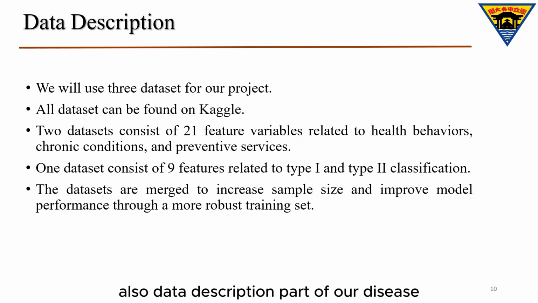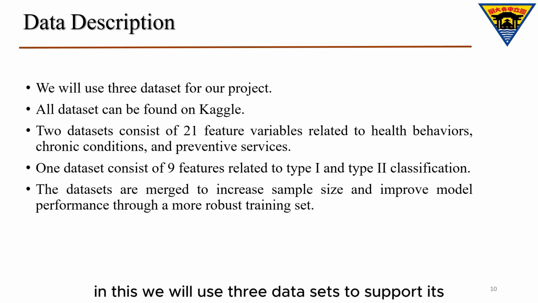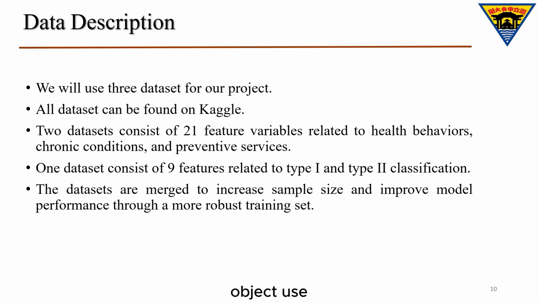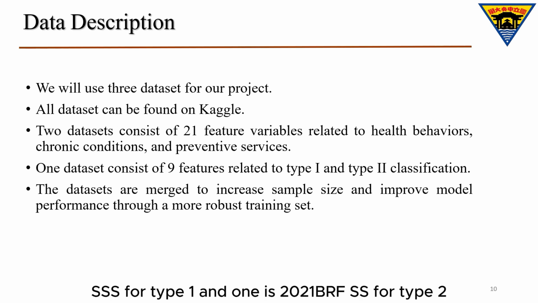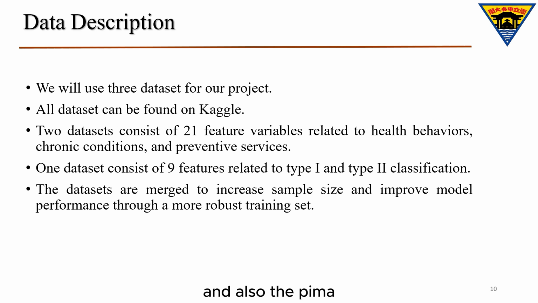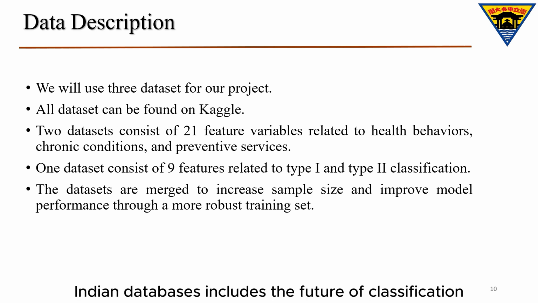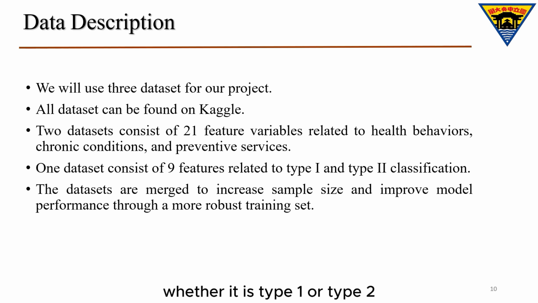For the data description, we use three datasets to support our objectives. One is the 2015 BRFSS for type 1, one is the 2021 BRFSS for type 2, and the Pima Indian Database includes the features for classification of whether it is type 1 or type 2.